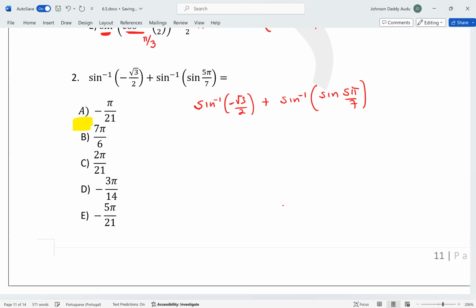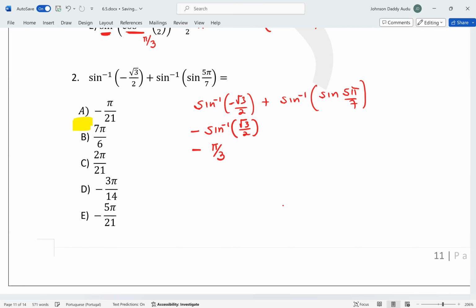Sine inverse is odd, so I can bring the minus out. So we have minus sine inverse of root 3 over 2. You need a number between minus pi over 2 and pi over 2 whose sine is root 3 over 2. That will be sine 60, right? Which is pi over 3. So this is minus pi over 3.